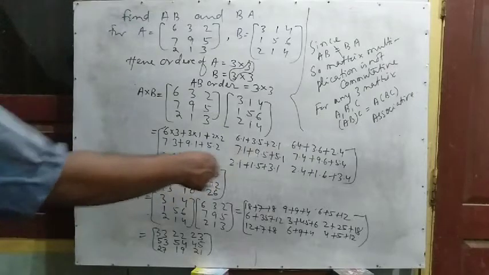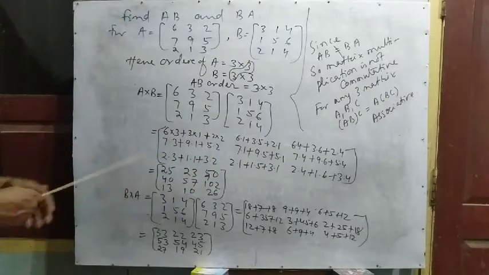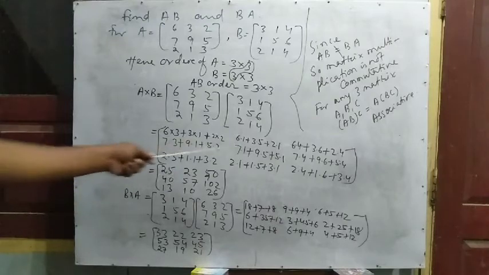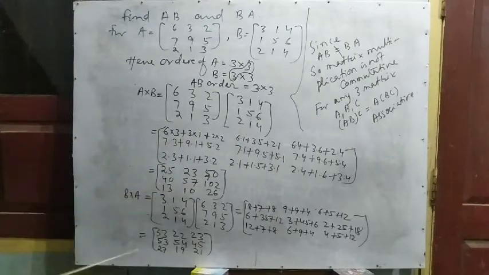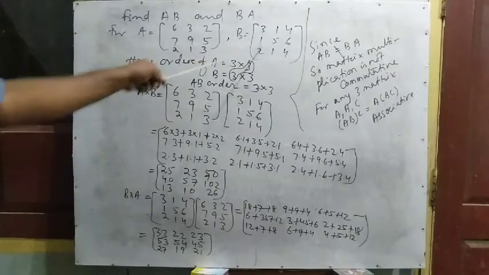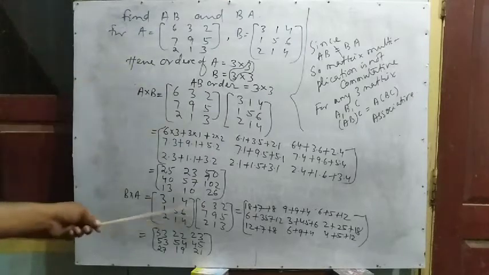By adding these multiplications, what do we get? 25, 23, 50. Add all of this, then we get this matrix. Okay. Now you multiply B into A. When you multiply B into A, put B in the first position and A in the second position.